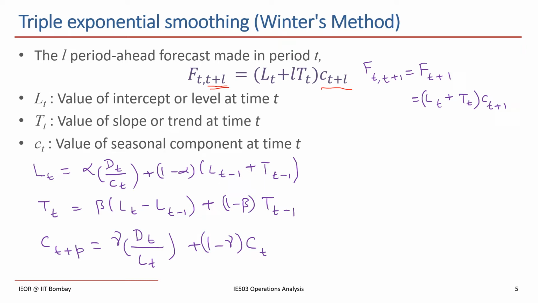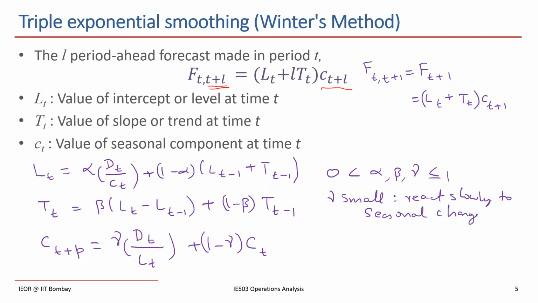For all these parameters, alpha, beta and gamma are between 0 and 1. And as with the case for alpha and beta, if gamma is small, then the model reacts slowly to seasonal changes. So gamma small means the model reacts slowly to seasonal changes.